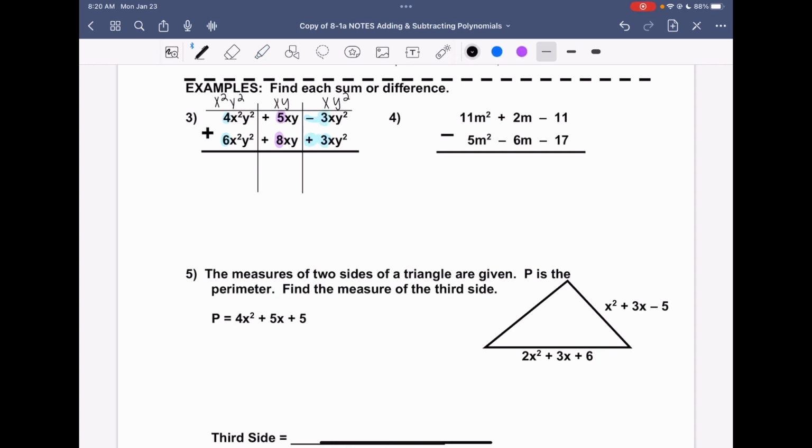Okay. So 4 plus 6 will get us 10 x squared y squared. 5 plus 8 would give us a 13, so positive 13xy. Negative 3 plus a 3 will get us 0xy squared. So because it's 0, our answer is just 10x squared y squared plus 13xy.